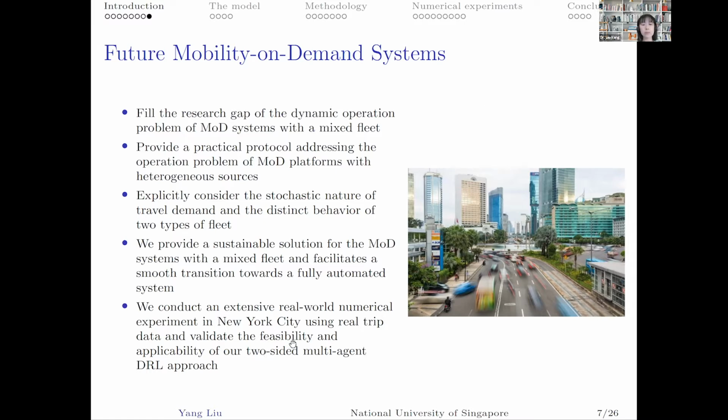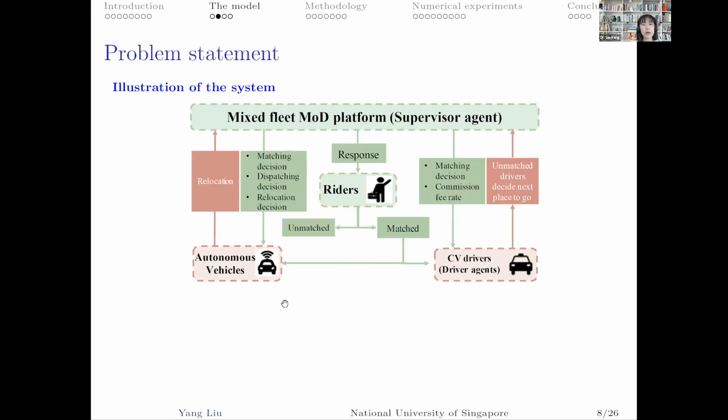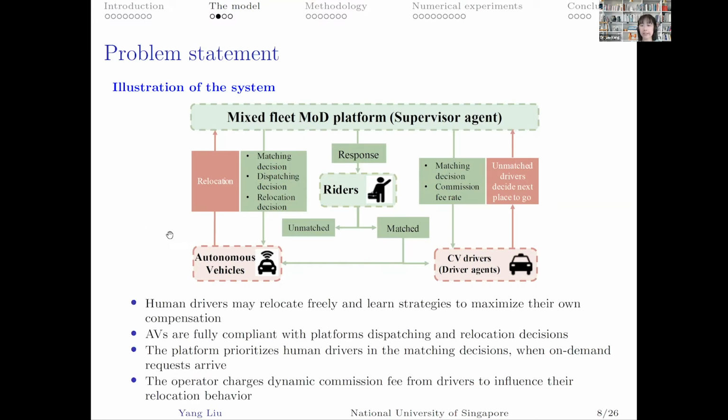Okay, and then we will talk about the numerical study based on the trip data from New York City. Okay, so here is the problem statement. We consider a realistic case where we have this mixed fleet MOD platform, and the human drivers may choose to relocate themselves freely, and they will be able to learn the strategy to maximize their own compensation. So this is the same phenomenon we have observed for taxi drivers. Taxi drivers will learn their own optimal strategy.